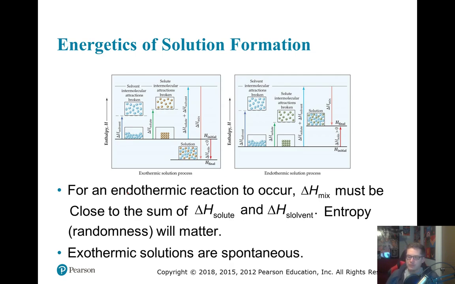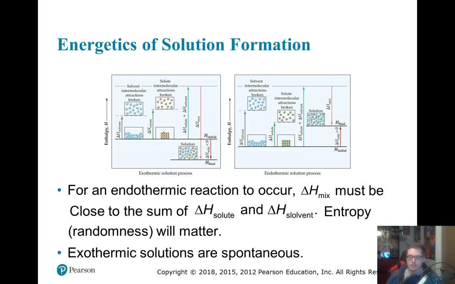On the left, we have an exothermic solution process. Here we have the solvent molecules. In order to break those intermolecular forces up, we'd have to put energy in. You can almost think of these intermolecular forces as kind of like magnets. In order to break up two magnets, you have to physically put energy in to pull them apart. So they get broken apart here, and it takes energy to do that.